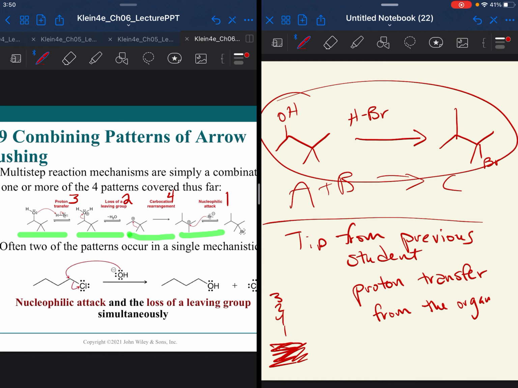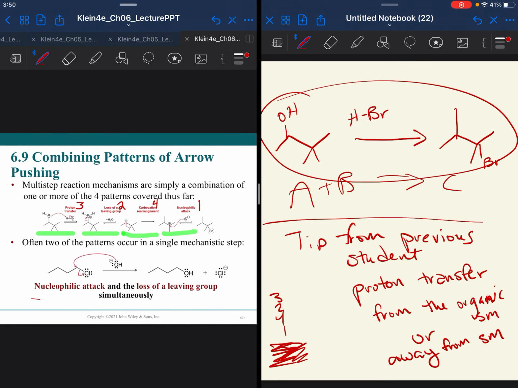They broke proton transfers into 2 different groups: proton transferring from the organic starting material or away. So I think she had a number system that was 1 through 5 away from the starting material. So was the organic acting as the acid or the base? She broke those into 2 different ones. Again, if that doesn't make sense to you, you don't like it, don't use it. You don't have to. I'll teach you each mechanism individually.